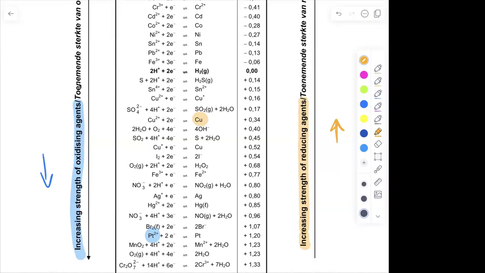So the more I go up on the right-hand side, the more I find strong reducing agents, substances that are willing to or have a likelihood of spontaneously undergoing oxidation. As I go down on the left-hand side, I have things that have increasing strength with their oxidizing ability. So they're more likely to undergo reduction spontaneously.